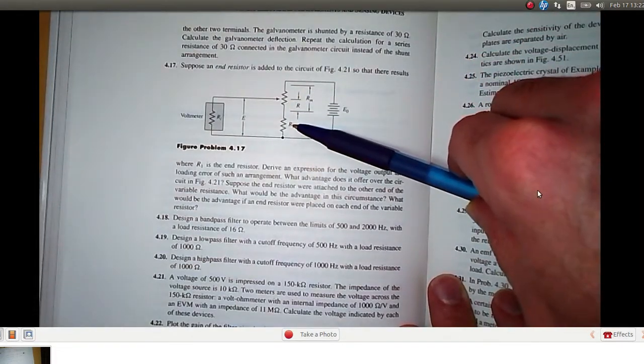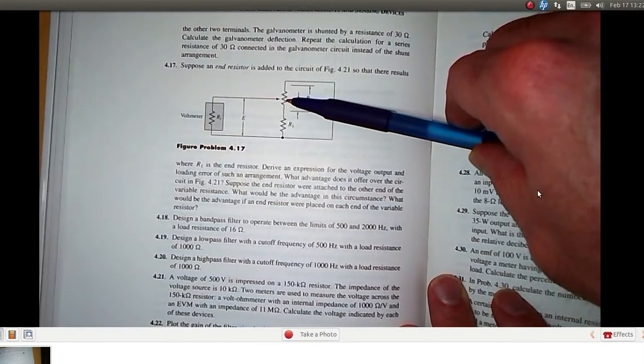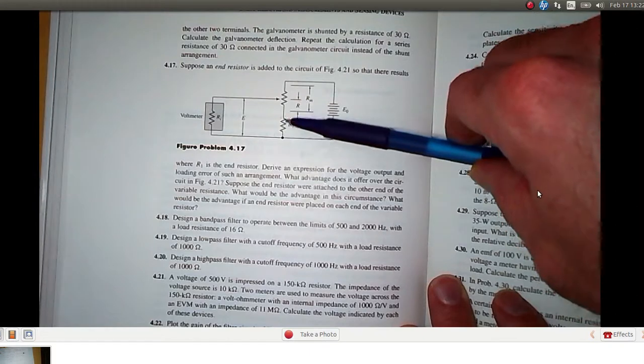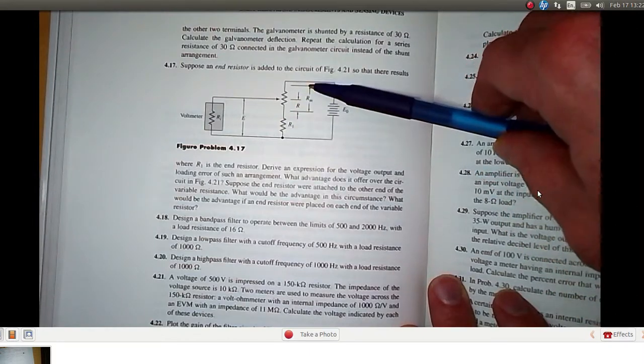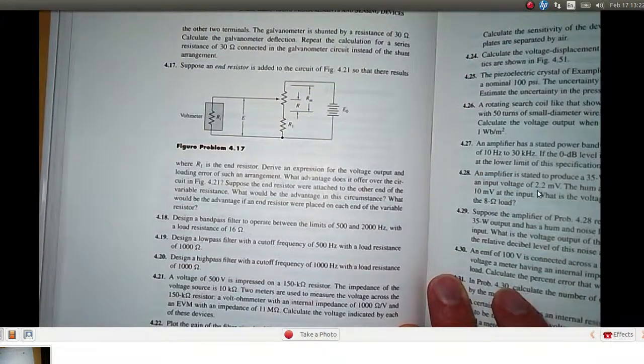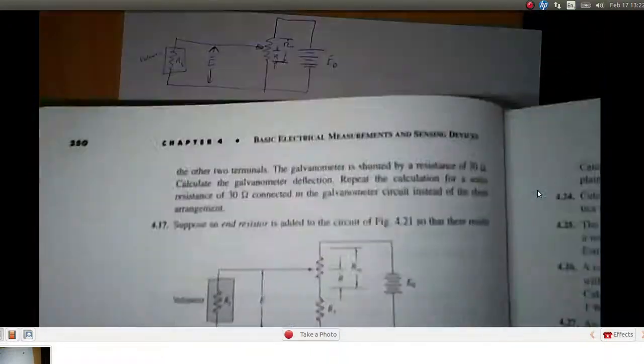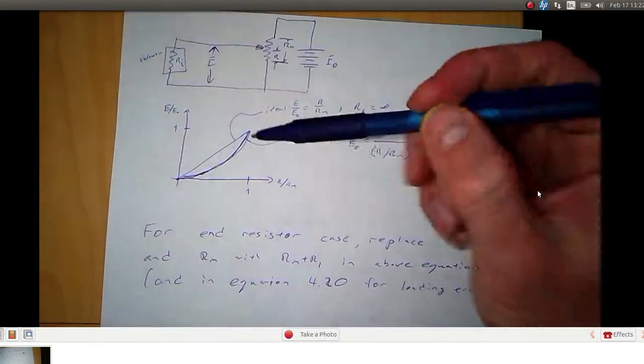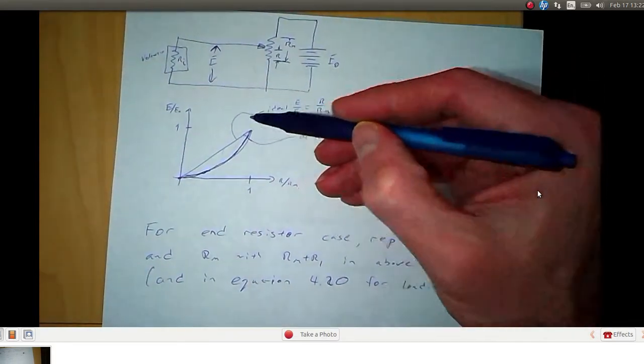Say R1 is 7 times bigger than Rm, then this ratio here is going to be 7/8 at minimum to 1. It'll vary from 7/8 all the way up to 1. And so that would mean that we'd be operating in this range here where we have smaller loading error.